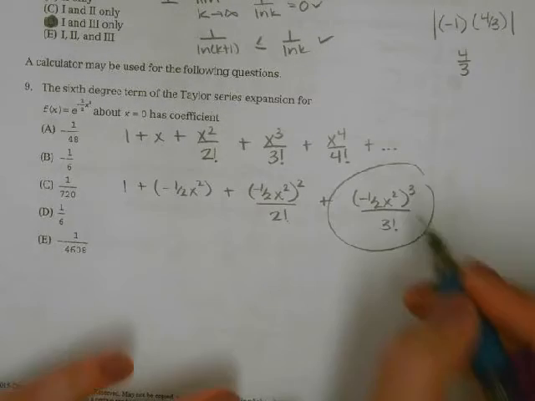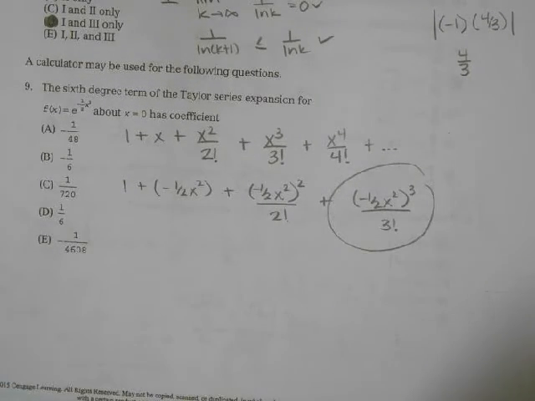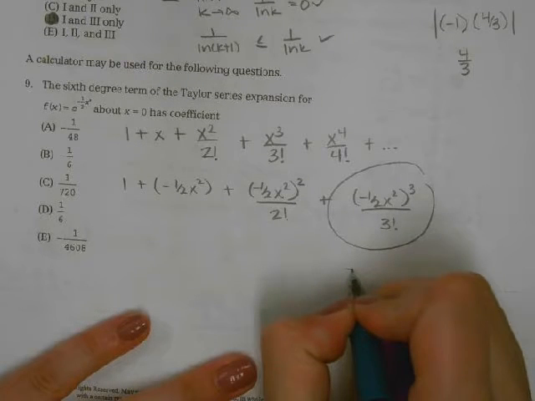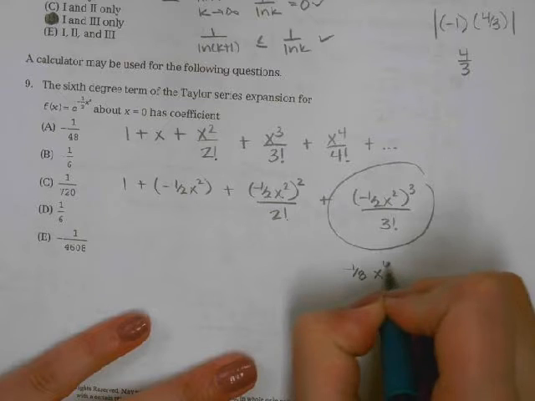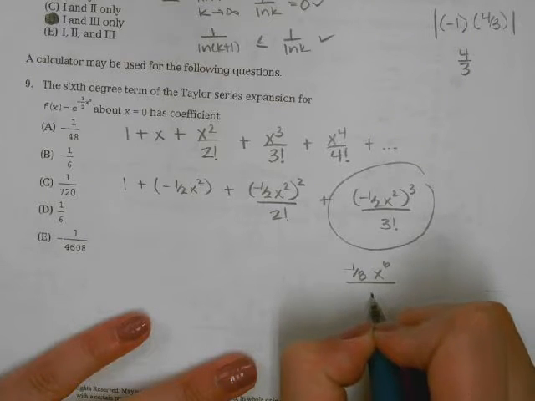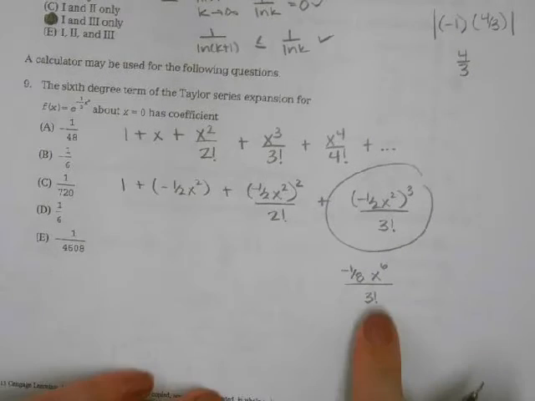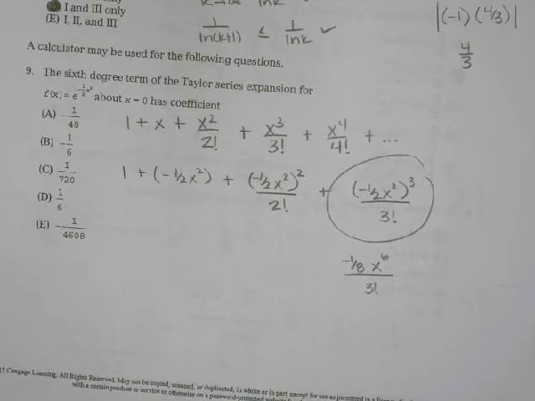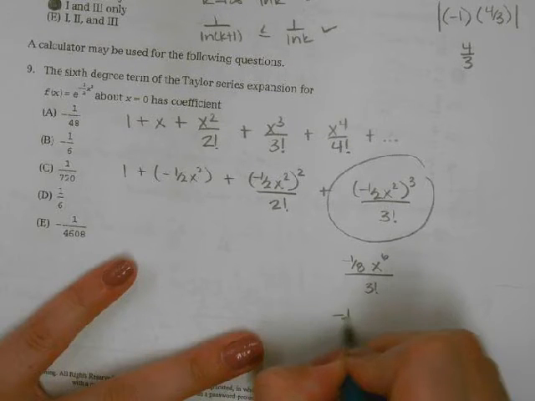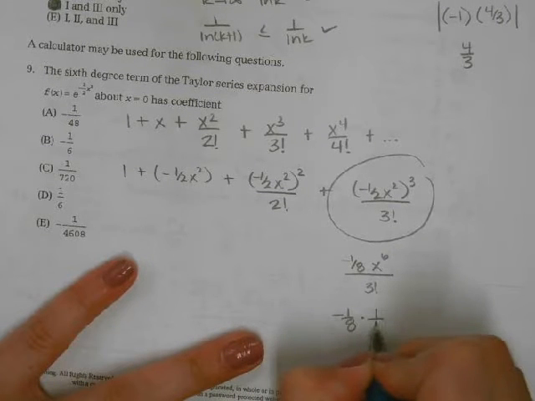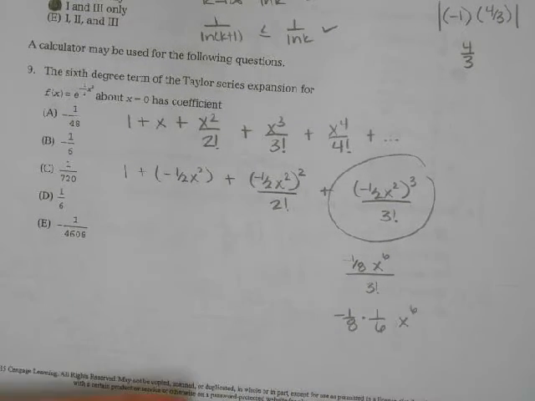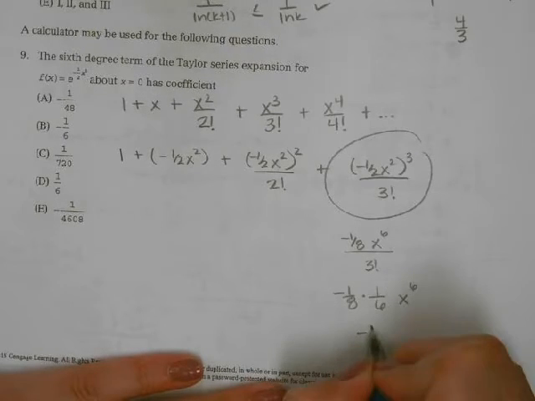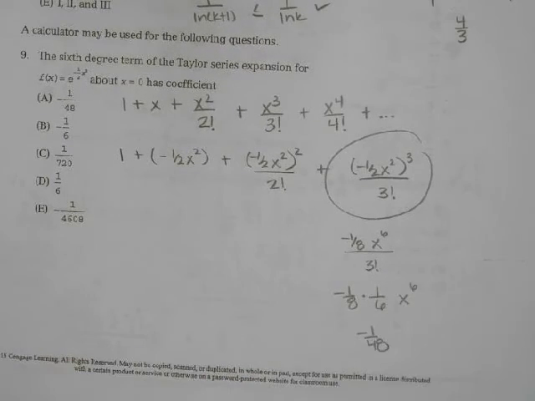So what I did is I knew that the negative 1/2 raised to the 3rd power is negative 1/2 times negative 1/2 times negative 1/2. That is negative 1/8 x to the 6th over 3 factorial. I knew that 3 factorial is 6. So this is negative 1/8 times 1/6 x to the 6th power. So that's negative 1 over 48 as the coefficient for x to the 6th. So that's A.